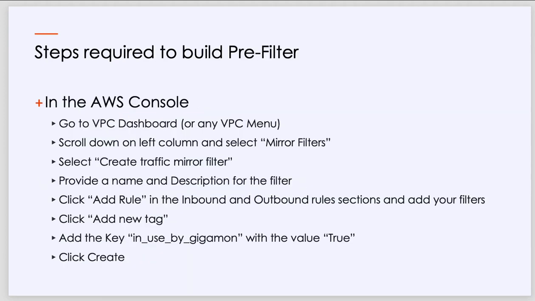The steps to require it: you have to go into the console. You'll scroll down on the left side in the VPC and select Mirror Filters. You'll create a mirror filter, give it a name and a description, click Add a Rule, and create the inbound and outbound rules that you want the filter to have. You'll add a new tag, with the key "in use by Gigamon" and the value I always put as true, and click create. Again, you'll have the option of doing VPCs, which we'll do. So why don't we get to it?